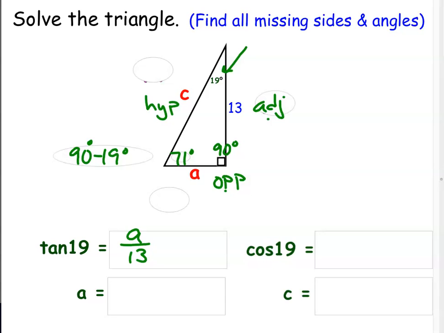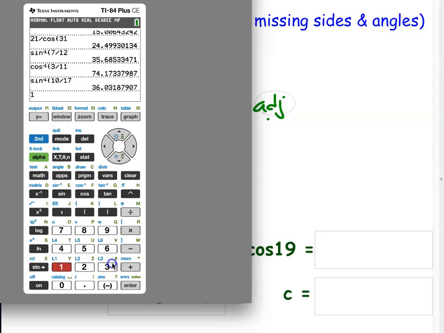How do we solve for A? Okay, so 13 times the tangent of 19. So 13 tangent 19. So that side is 4.48.